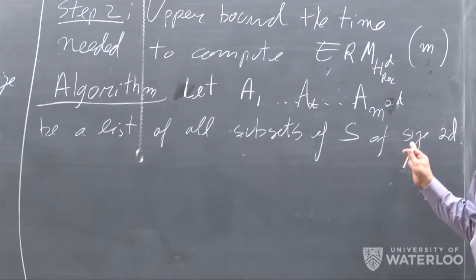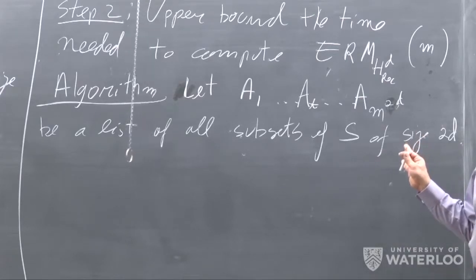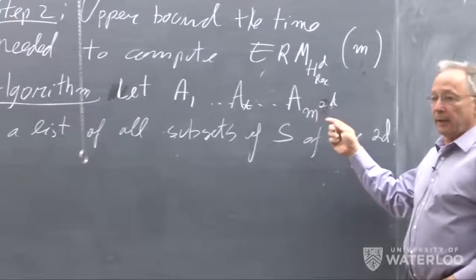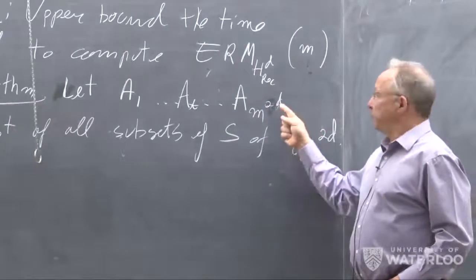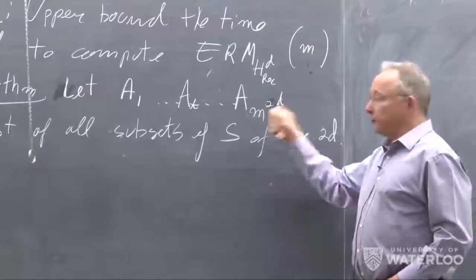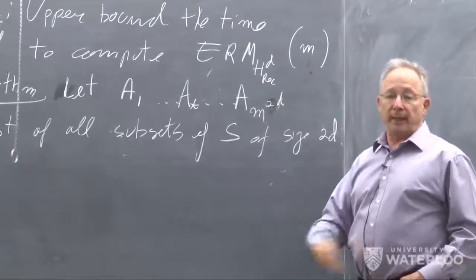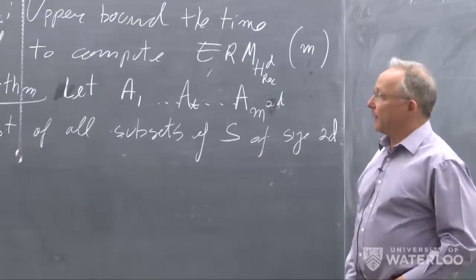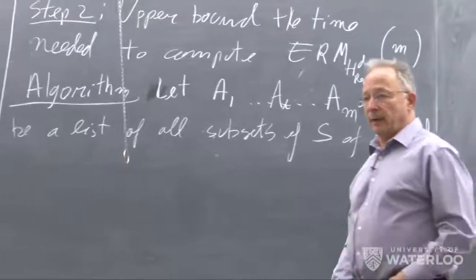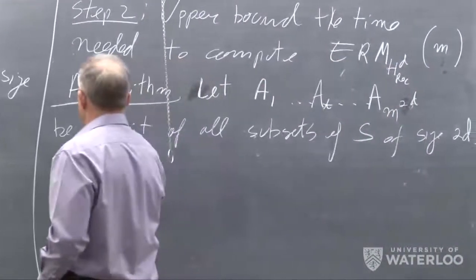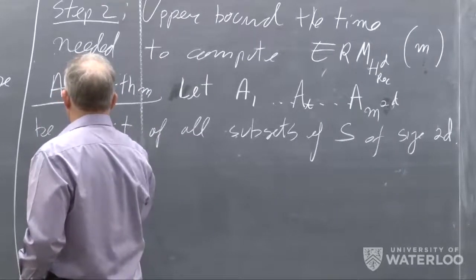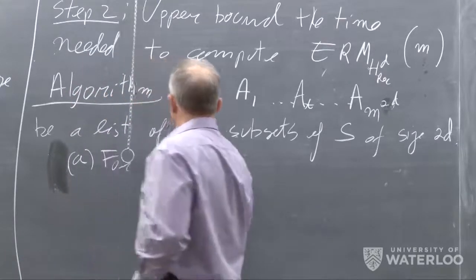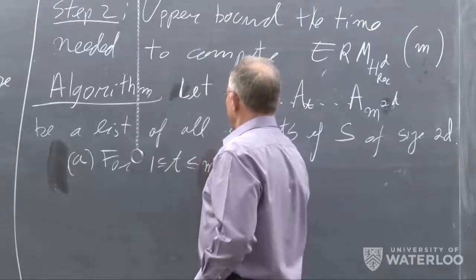Any questions at this point? Because to pick a subset of size 2D, I have to pick the first element, I have M options. I have to pick the second element, I have M options. I have to pick 2D elements, for each of them I have M options if I allow repetitions. So in total, I have M to the 2D. Okay, so I prepare such a list. And now I describe the algorithm: for t between 1 and M to the 2D.